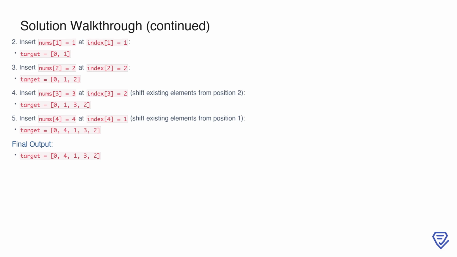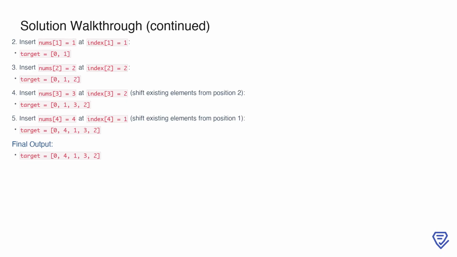At this point, the target array becomes 0, 1. Then, we take nums[2], which is 2, and insert it at position index[2], which is 2. Again, there's no need for any shifting, so the target becomes 0, 1, 2.